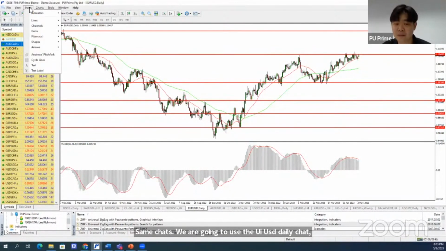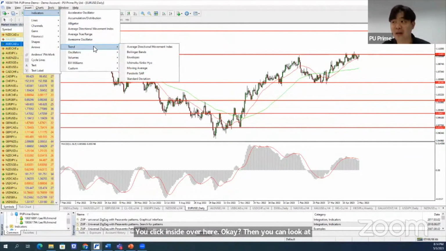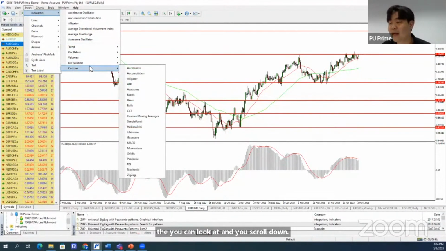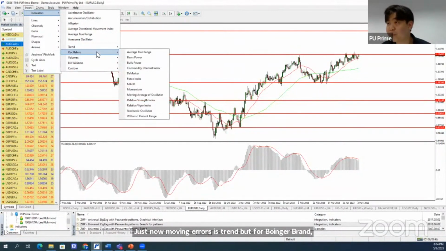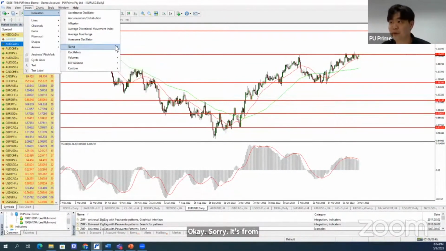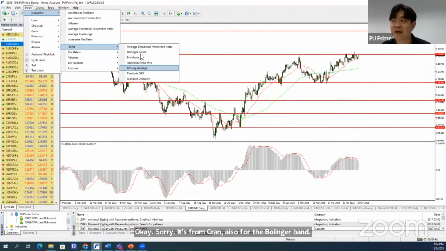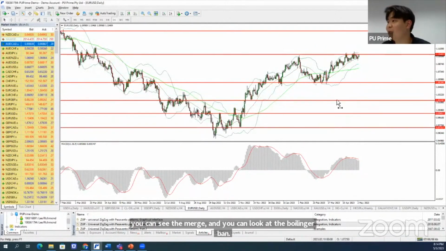How to set the Bollinger Band: you click Insert over here. Then you look at the indicators and scroll down. Just now moving average is trend, but Bollinger Band is from oscillator. One moment. Okay, sorry, it's from trend also for the Bollinger Band. You click trend and then you can see the moving average and you can look at the Bollinger Band. So you can click it. Then you set the period as 20, and the Bollinger Band will start to form already.